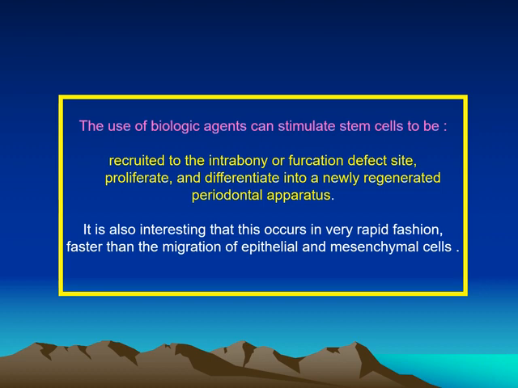The use of biologic agents can stimulate stem cells to be recruited to the intrabony or furcation defect site, proliferate, and differentiate into a newly regenerated periodontal apparatus. It is also interesting that this occurs in a very rapid fashion, faster than the migration of epithelial and mesial cells.